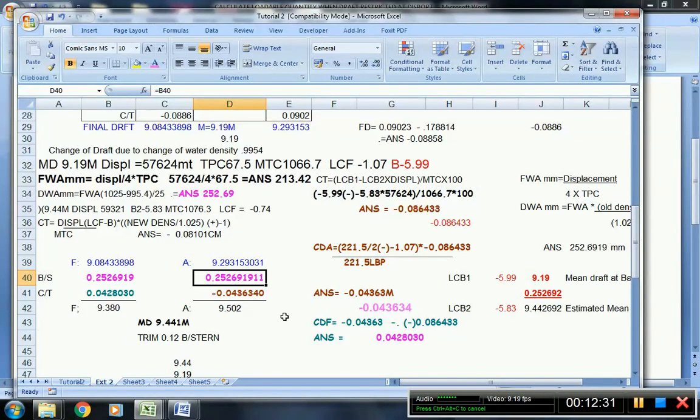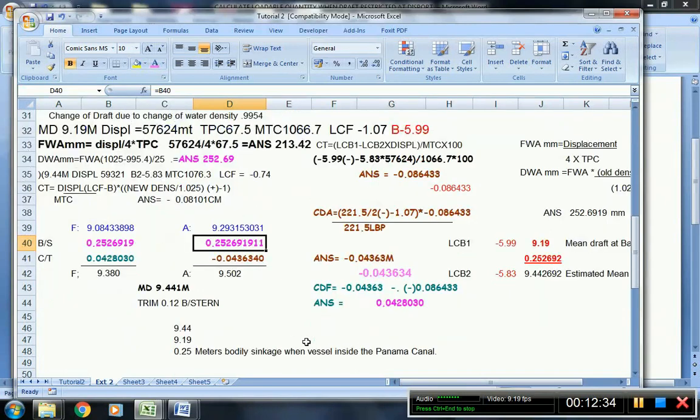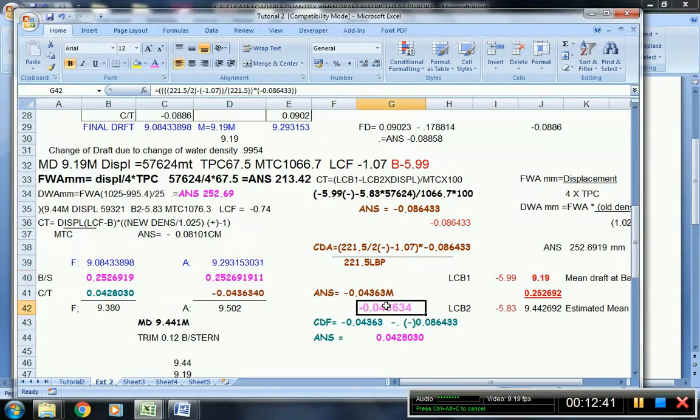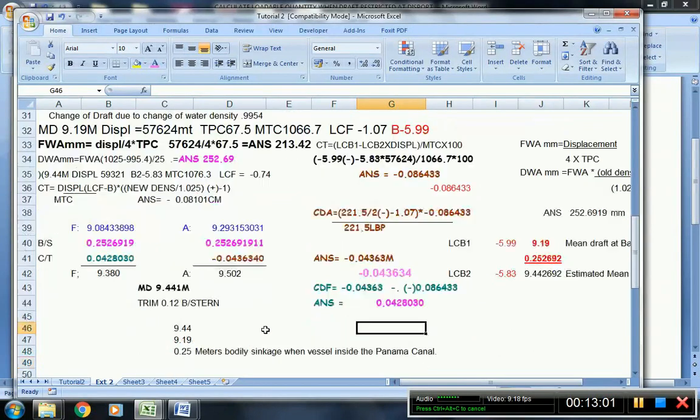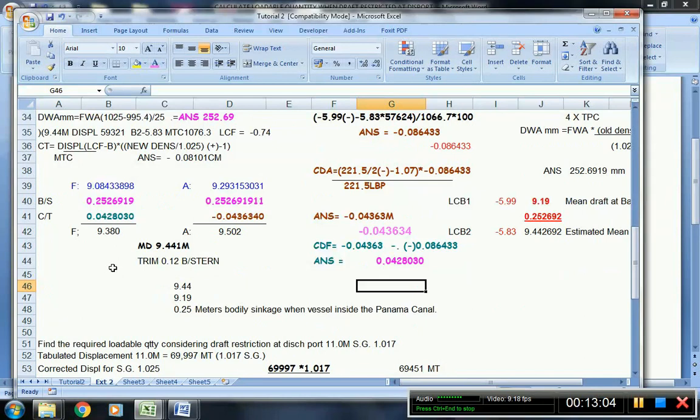Now your correction for draft forward and aft. So let us go first with your draft up, this one, change of draft, okay, by formula, this one. Then you can affix this one in here, equals, then enter. Then for the forward, equals, then you have to take this one. Then algebraic sum, you have the 938 forward and 9.502 draft up. So this is your draft when your vessel passes the Panama Canal, having the mean draft of 9.44.